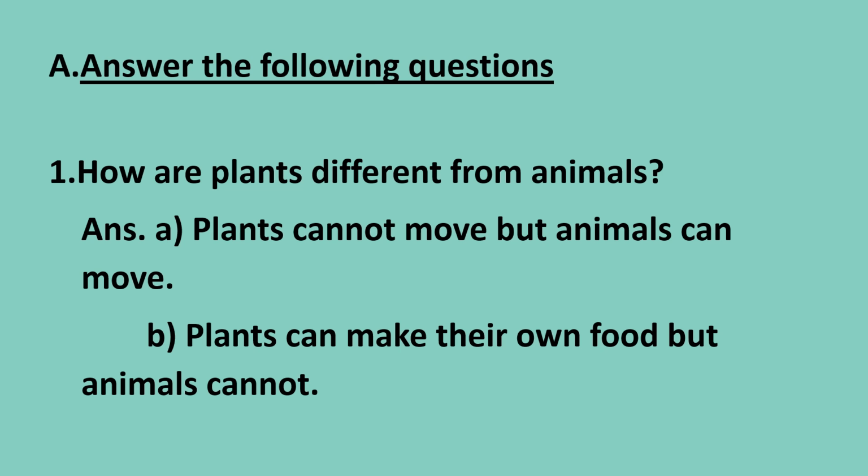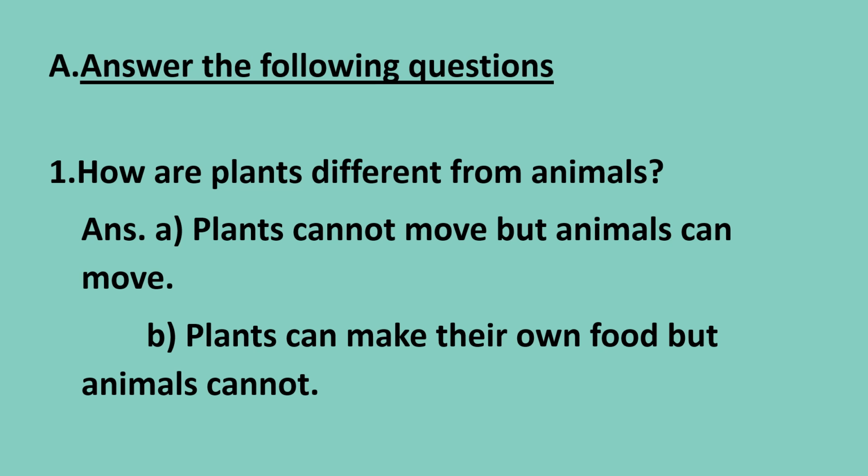The first difference is plants cannot move, but animals can move. Children, plants remain fixed to the soil. They don't move from one place to the other. But animals can move. Animals move from one place to the other in search of food, in search of shelter and to save themselves from their enemies.